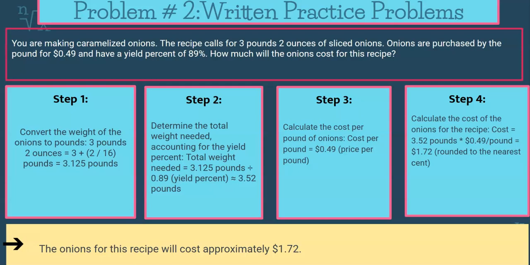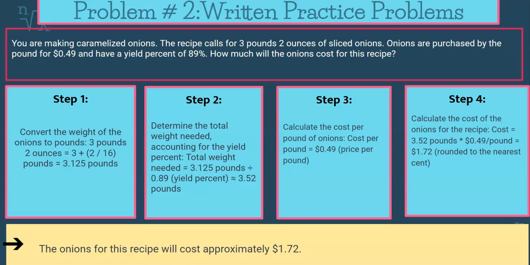So step 2, you're going to determine the total weight needed, accounting for the yield percent. To do that, you take the answer from step 1, the total weight of the onions, 3.125 pounds, and you're going to divide that by your yield percent, which as a decimal is 0.89, and you end up getting 3.52 pounds is now needed when you account for the yield percent.